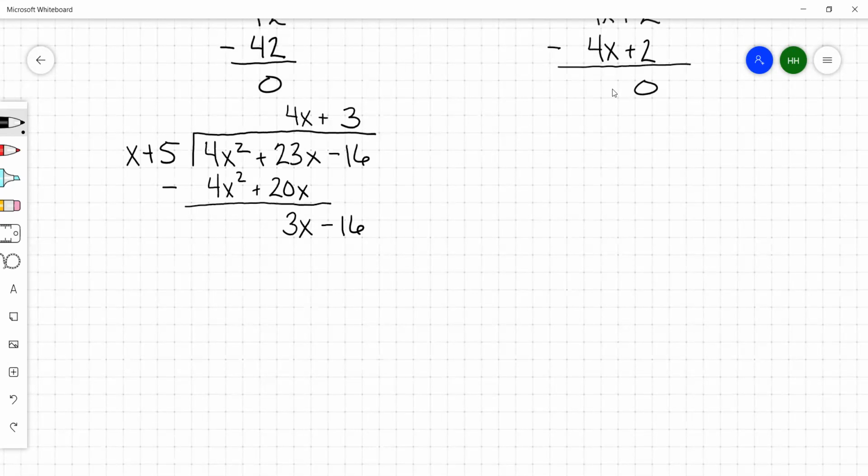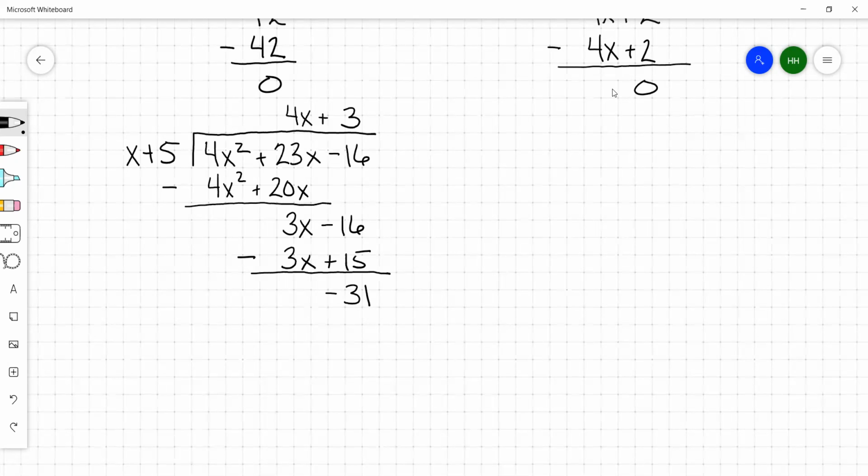Three times x is 3x. 3 times 5 is positive 15. Going to subtract. 3x minus 3x, that's 0. Now be careful right here. You've got negative 16 minus 15. Negative 16 minus 15, that's a negative 31.